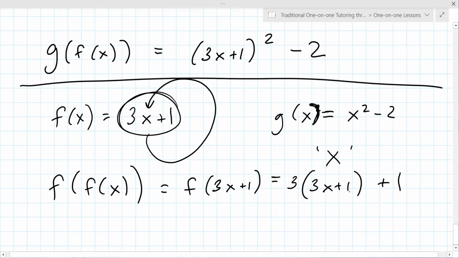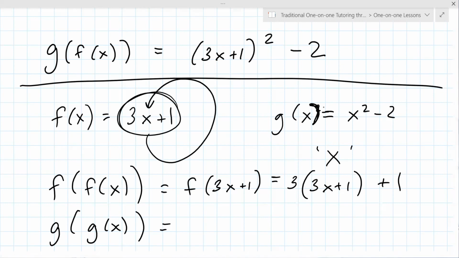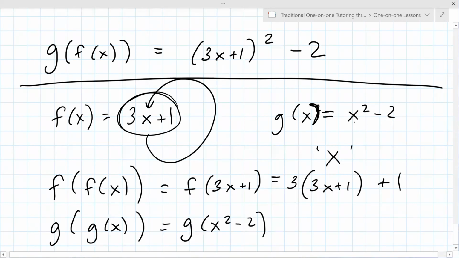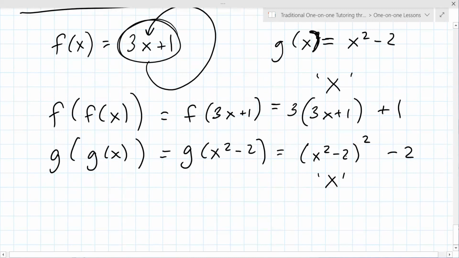Okay. So what would g of g of x look like? We're looking at this one over here, g of x. It's like saying g of x squared minus 2. It means wherever you see an x, put in the x squared minus 2 for it. So x squared minus 2 goes in for x minus 2. So this is your x again, or it was your x. Okay.